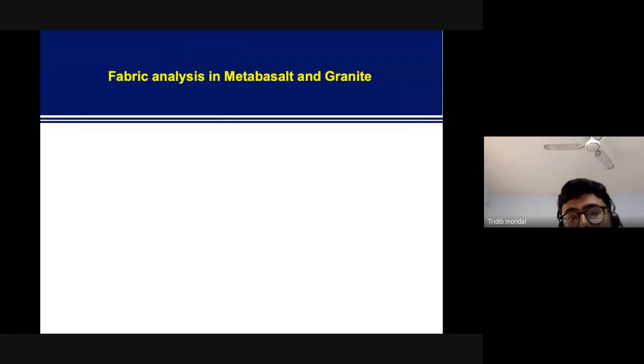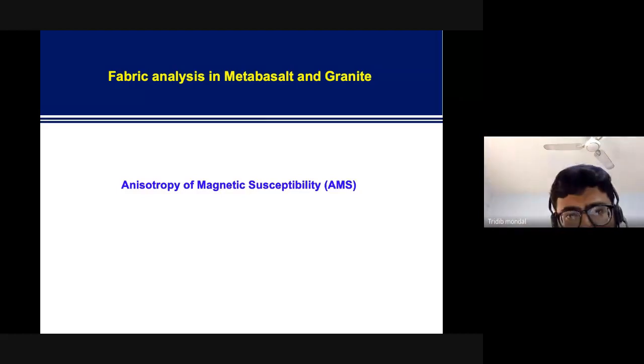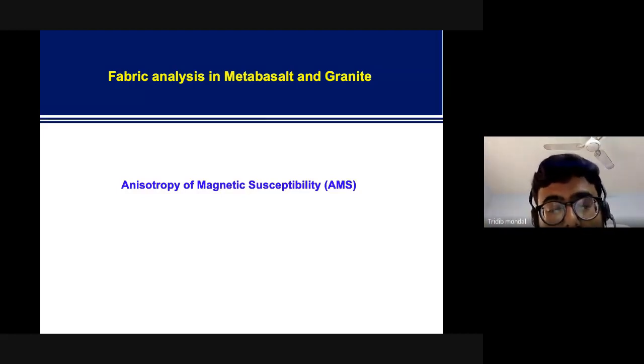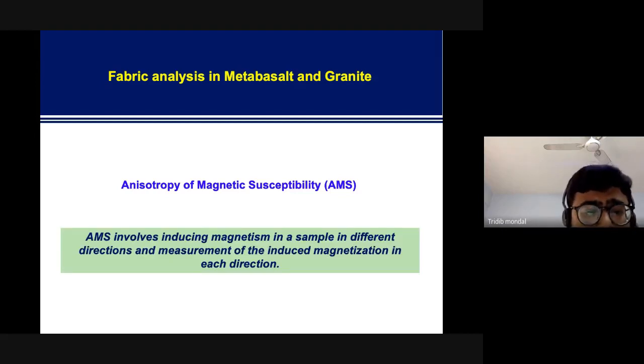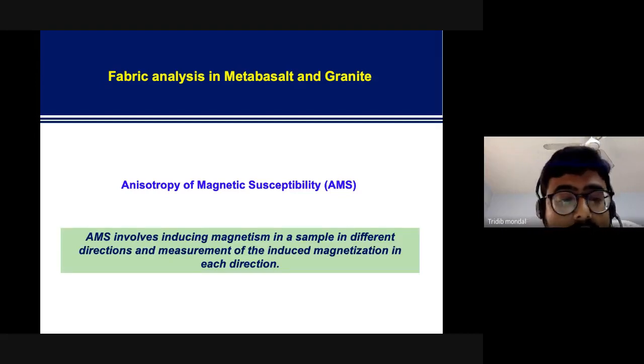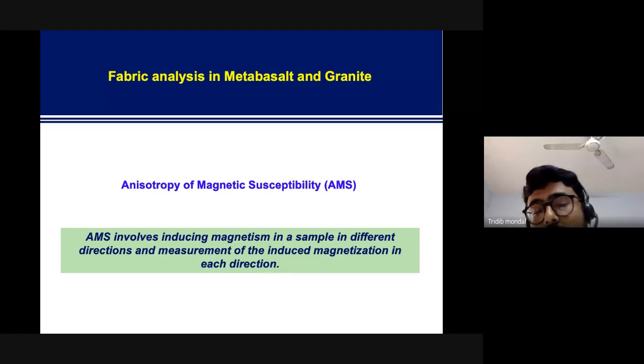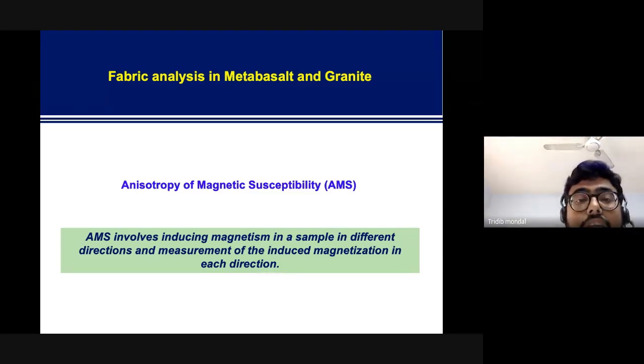Now coming to the fabric analysis in the metabasalt and granite. The metabasalt in the region and the granite as well are found massive, and we use anisotropy of magnetic susceptibility studies to know the internal fabric in them. So AMS basically involves the induced magnetism in a sample in different directions and the measurement of the induced magnetization in each direction. So basically AMS gives the orientation and the magnitude of the three principal axes of the AMS ellipsoid defined by K1, K2, K3, where K1 is greater than or equal to K2, which is greater than or equal to K3.